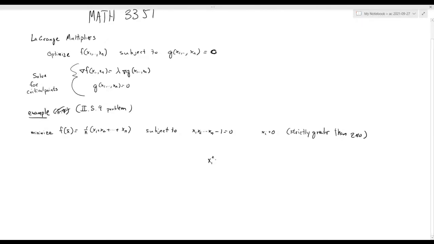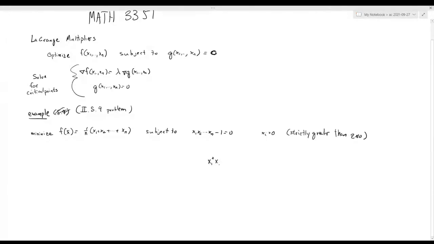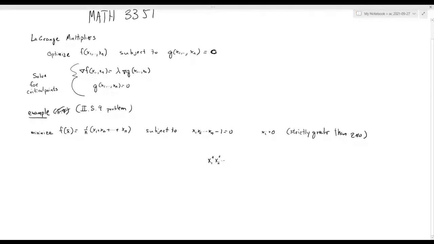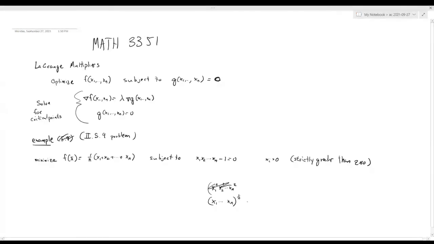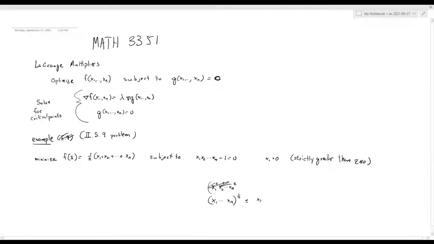Squared, right? You want this to be... and you take the nth root. Is it squared? No, if the x's are positive, there's no need to square them. So you're going to have the product of these n positive numbers, and you're going to take the nth root of the product, and that gives you your geometric mean, and that's supposedly going to be smaller than the arithmetic mean. This is ultimately what we're after, this inequality.